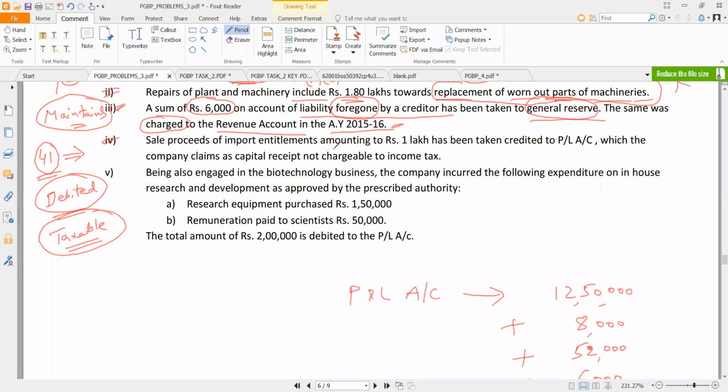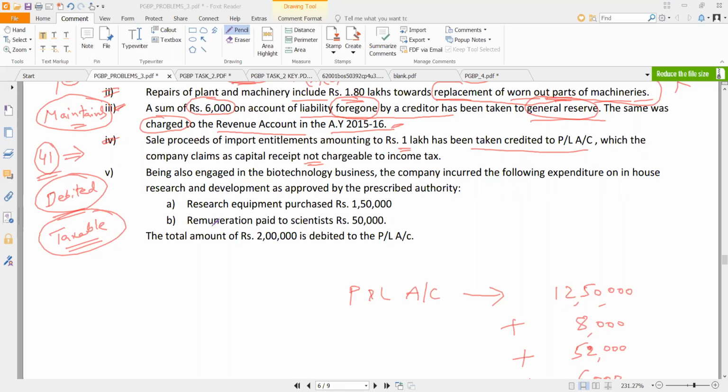Point number 4: sale proceeds of import entitlements amounting to 1 lakh have been credited to P&L, which the company claims as a capital receipt, not chargeable to income tax. Tell me, add or deduct? Sale proceeds of import entitlement amounting to 1 lakh have been credited to the P&L account, but the company says it is a capital receipt, not chargeable to income tax. Add, deduct. I don't want other words. Diplomatic words I don't need. Add, deduct.